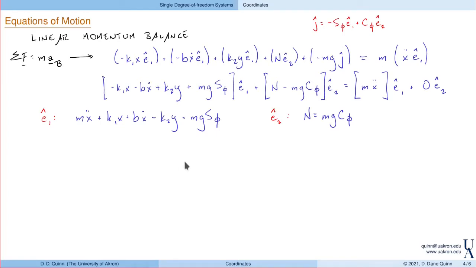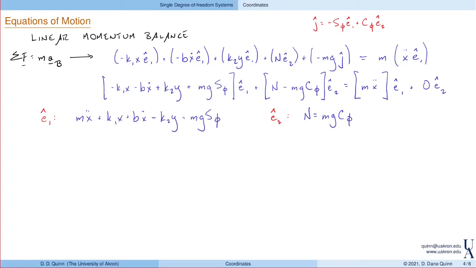So again, it comes from the equations of motion. We don't have to, quote-unquote, figure this out in our head, right? It just naturally arises from applying linear momentum balance. So now let's look back at the E1 direction. I have terms that depend on x, and I also have terms that depend on y, but y and x are related. So let's write this equation only in terms of x, right?